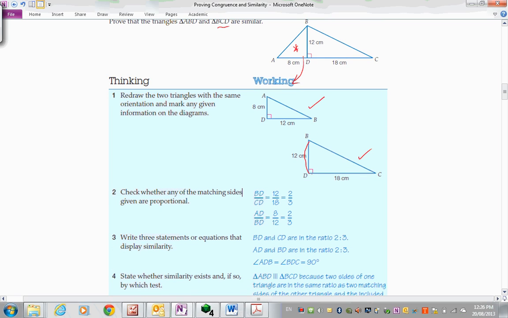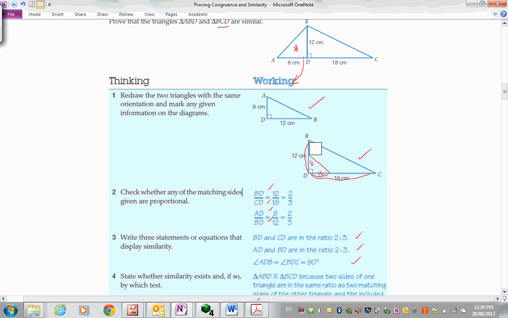BD to CD is the same as AD to BD. So they're in proportion there. Okay, so they're in the ratio, and they've got an included angle. So that means they could be nested, couldn't they? In there, so that was 8 and that was 12. Okay, 12 is to 18 and 8 is to 12. So that's the idea compared there.